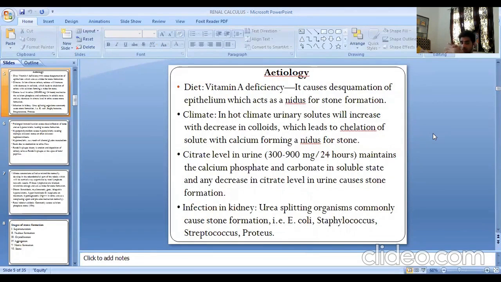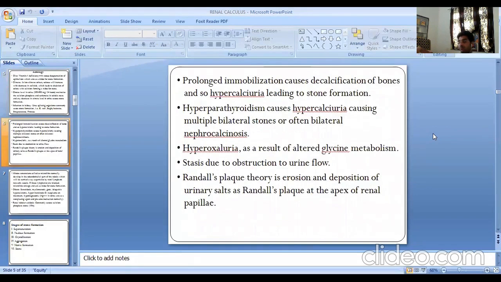Infection in kidney. Urea splitting organisms commonly cause stone formation, that is E. coli, Staphylococcus, Streptococcus, Proteus, etc. Prolonged immobilization causes decalcification of bones and so hypercalciuria leading to stone formation.